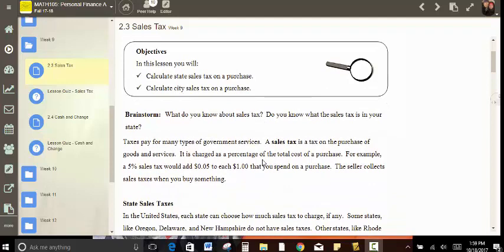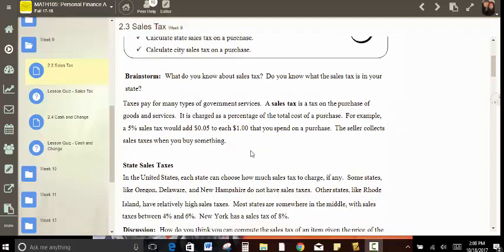Now sales tax is what is added to a purchase when you go to the store. So for example, if you go to Walmart and you buy a t-shirt and the t-shirt is, let's say, $10, our sales tax in Idaho is 6%. So if your shirt is $10, then you're going to have to add another 60 cents to that total purchase price. So your total price would be $10.60 when you purchase a t-shirt.